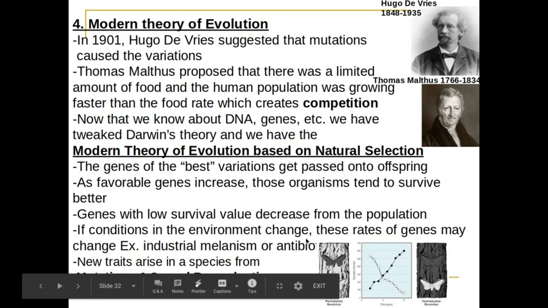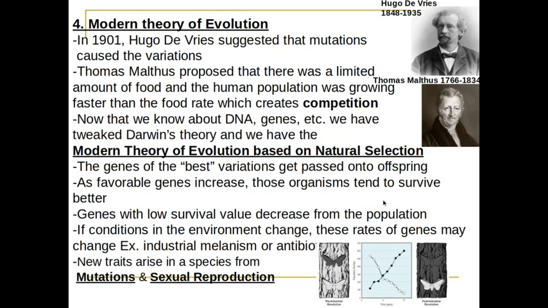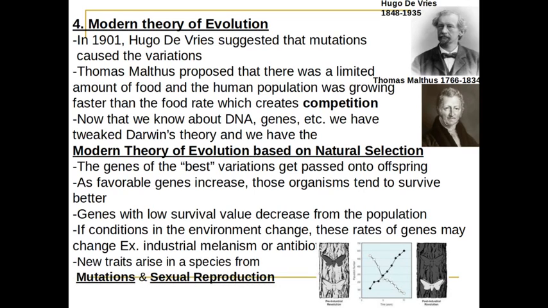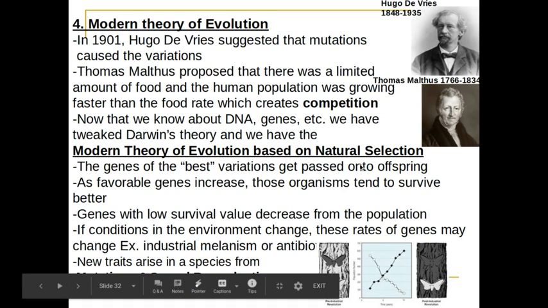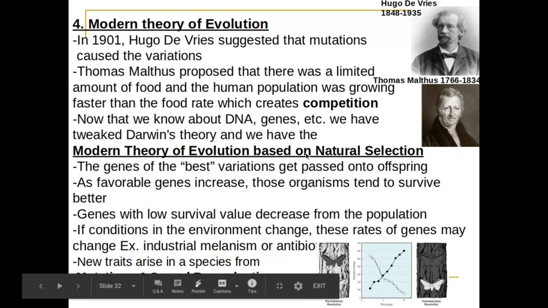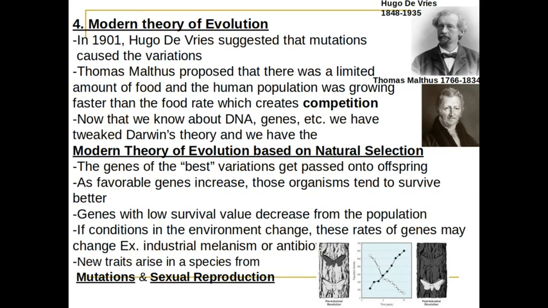If conditions in the environment change, the genes that are selected for may change. Industrial melanism and antibiotic resistance are examples of how the environment can change to cause the population to be shifted. The variations or new traits in a species arise from sexual reproduction and mutations. These are in bold down here at the bottom. You need to make sure you know those. Sexual reproduction and mutation are the sources of all the changes that occur in our genes in our populations.